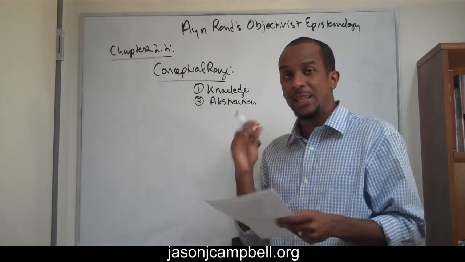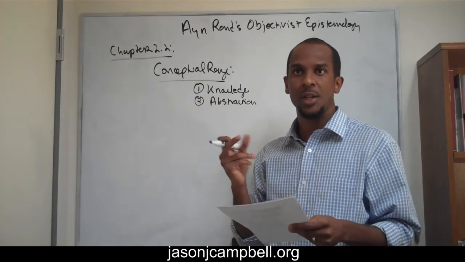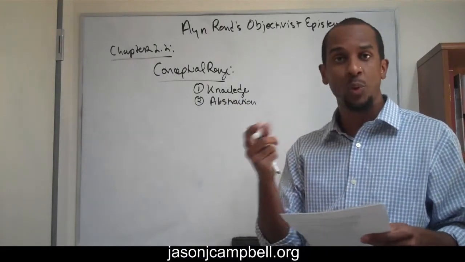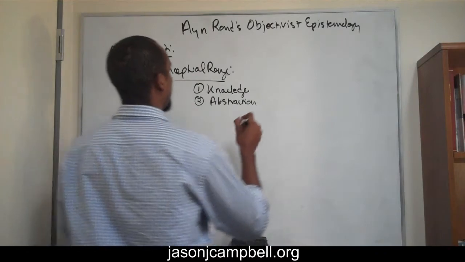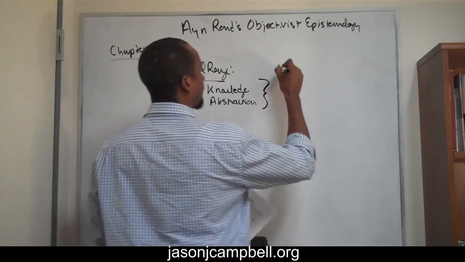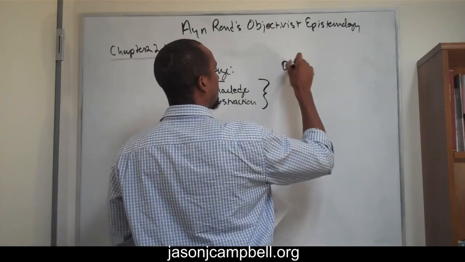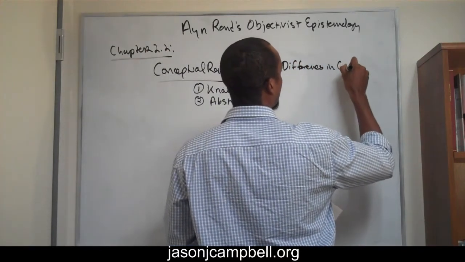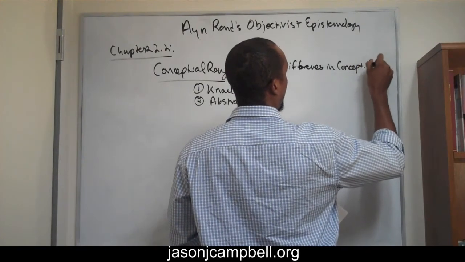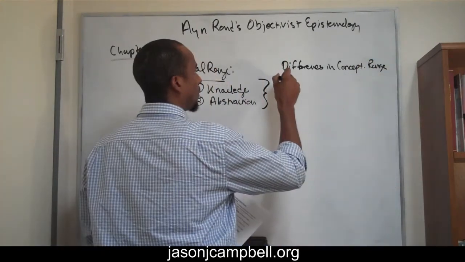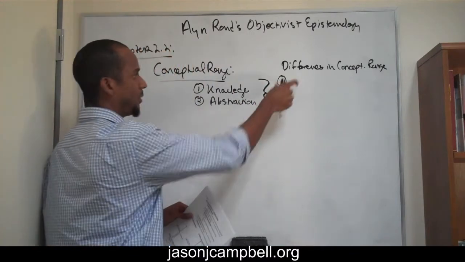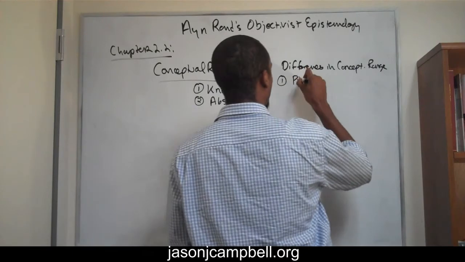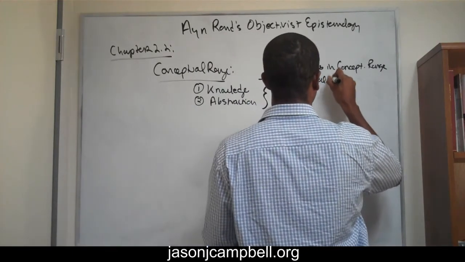When we talk about a very limited conceptual range, she identifies it by the phrase pictorial representation. We can look at differences in conceptual range, and obviously both of these accounts will speak to knowledge and abstraction. The first being pictorial representation.